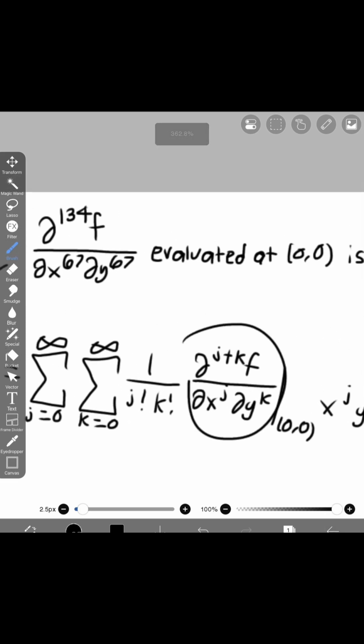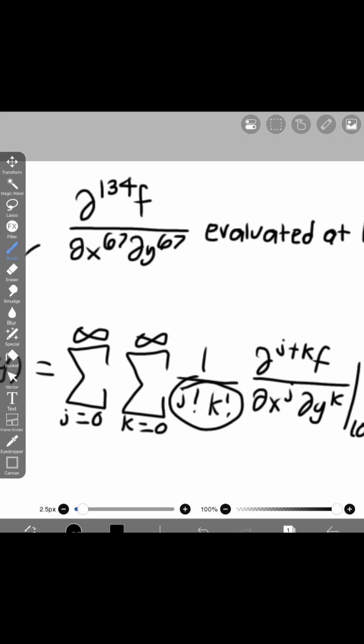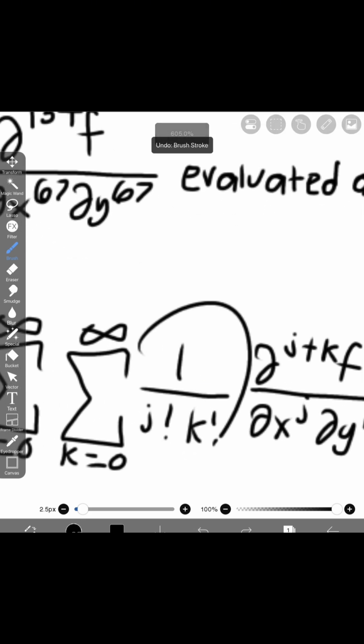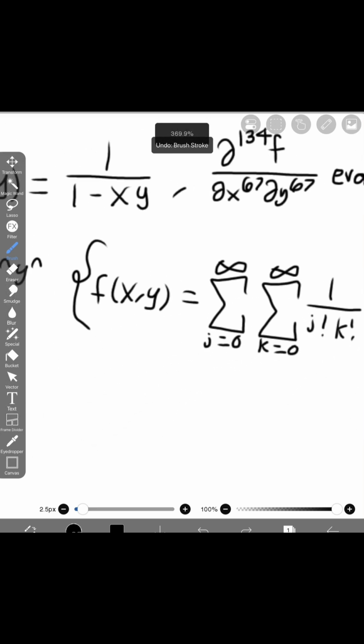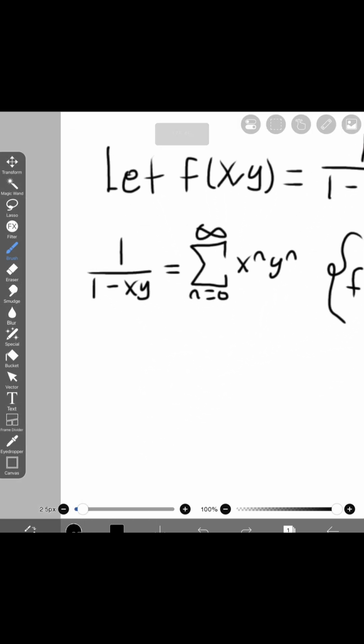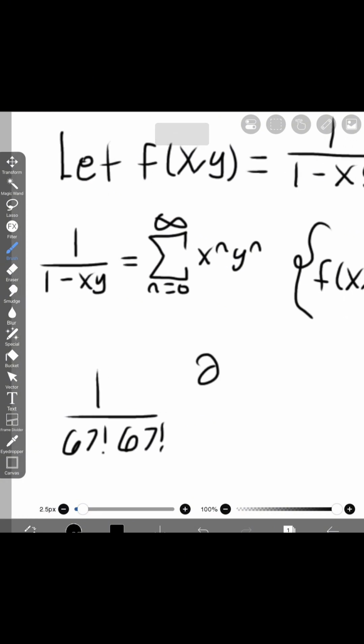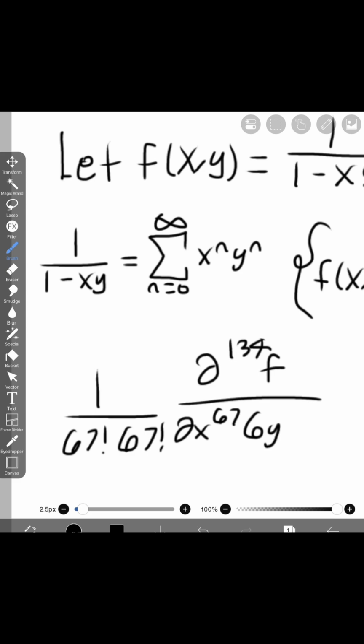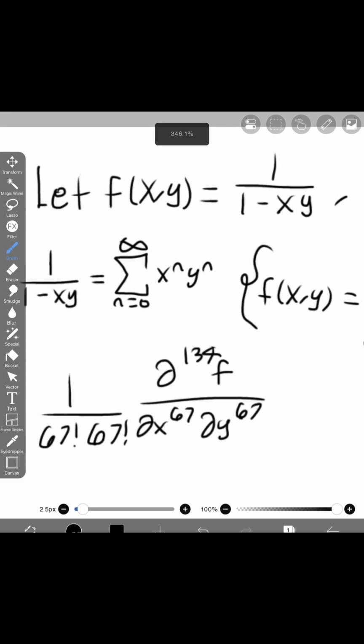So since this is the same as this, then we can say that j and k are 67, both 67. So that means we will use this entire term too. Let's just go ahead and write that down. So our coefficient is 1 all over 67 factorial times 67 factorial, and then that's multiplied by this partial derivative term right here. Oh, looks like 67. Okay, my bad. So we have that.